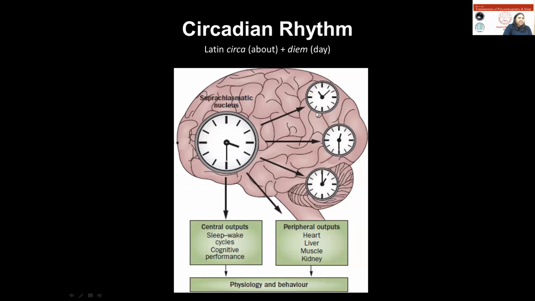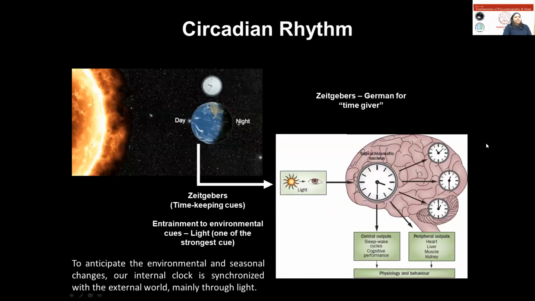It also regulates other tissues that I was talking about, and also peripheral outputs to bring about physiology and behavior. So what happens to this endogenous system when subjected to external cues? One of the strongest cues to which this endogenous clock is subjected is light. These external cues which regulate the endogenous clock are also called Zeitgebers, in German for time giver.